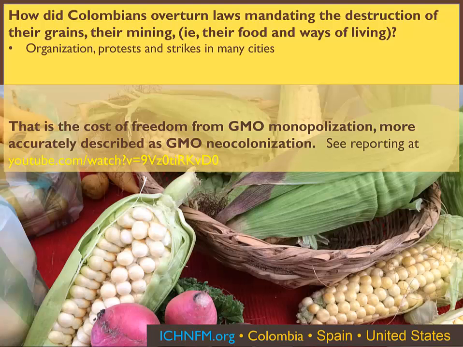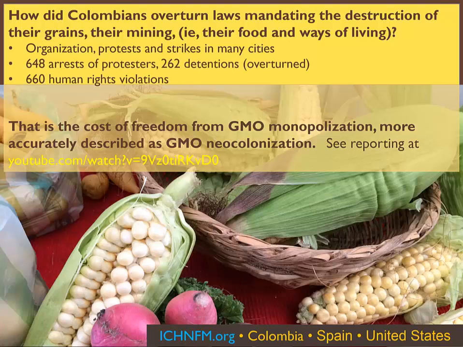So they organized and they protested and they had strikes. A lot of people were arrested and detained. 660 human rights violations were documented. 485 people were wounded in the protests and 12 people were killed. Well, I thought that was pretty shocking. We're just talking about corn and food here.